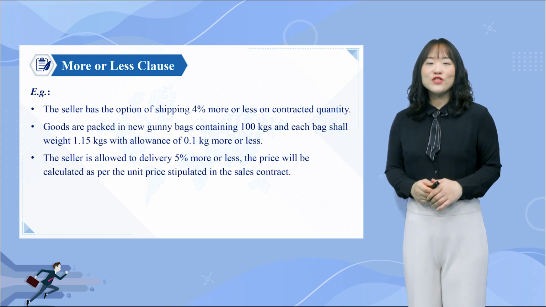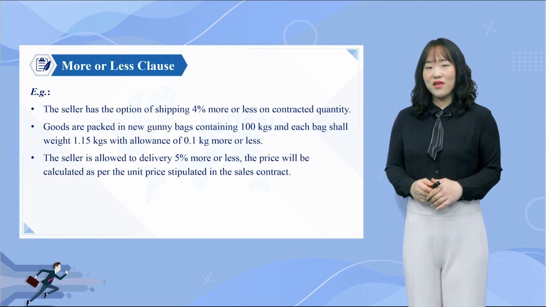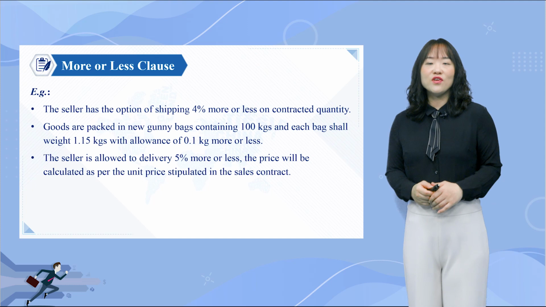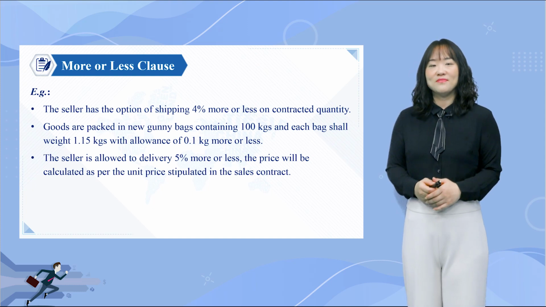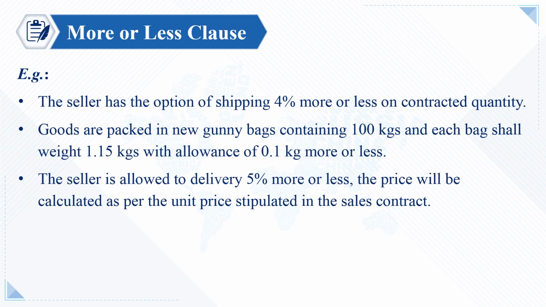What's more, influenced by natural conditions, packing patterns, loading and unloading methods, the quantity of goods delivered by the seller usually doesn't conform to the quantity definitely stipulated in the contract. In order to facilitate the processing of the contract, the seller and the buyer generally agree to use a more or less clause. It means overload and underload are permitted, but should not surpass a certain percentage of the stipulated quantity.